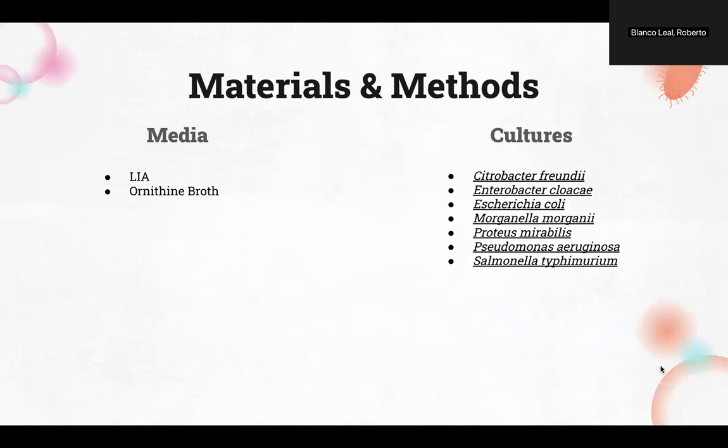Materials and methods. The materials in this case were just lysine and ornithine broth, basically test tubes. Cultures, we used C. freundii, E. cloacae, E. coli, M. morganii, P. mirabilis, P. aeruginosa, and S. typhimurium.